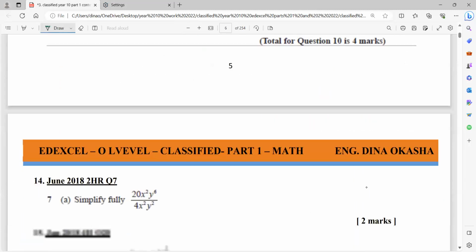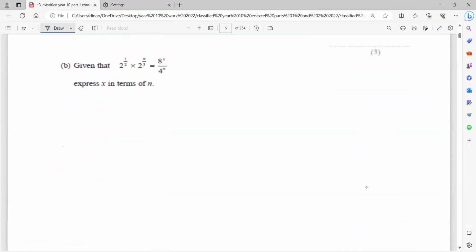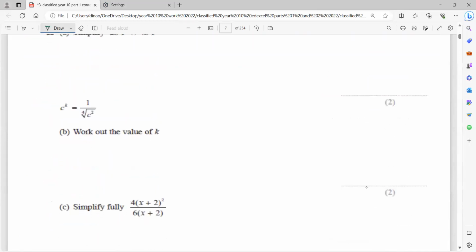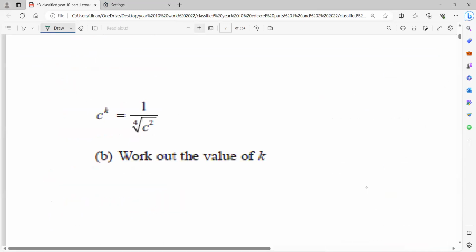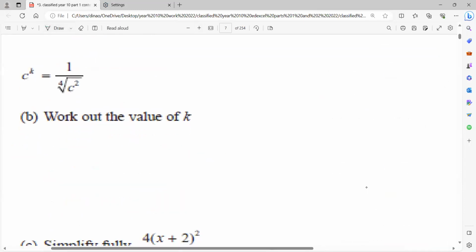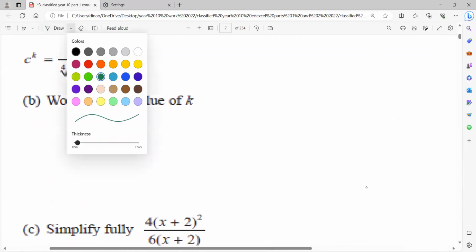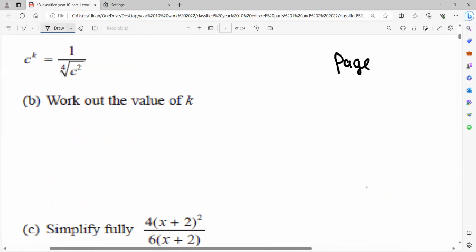Okay, let's see another question related to roots, this question over here. This is page 7, classified part 1. The question says, find the value of k. Again, I am given several roots, several items, and I am required to remove all of this and put one item instead. Now let me remind you of something again.